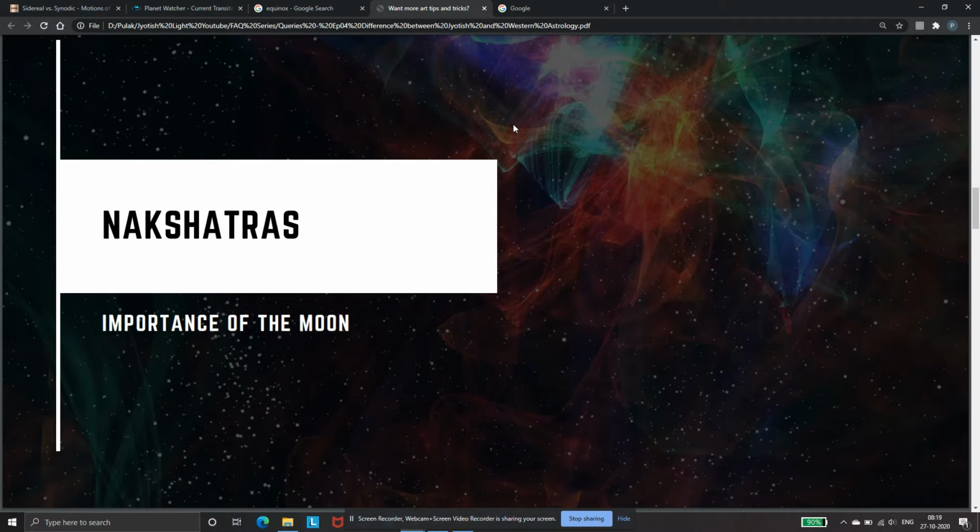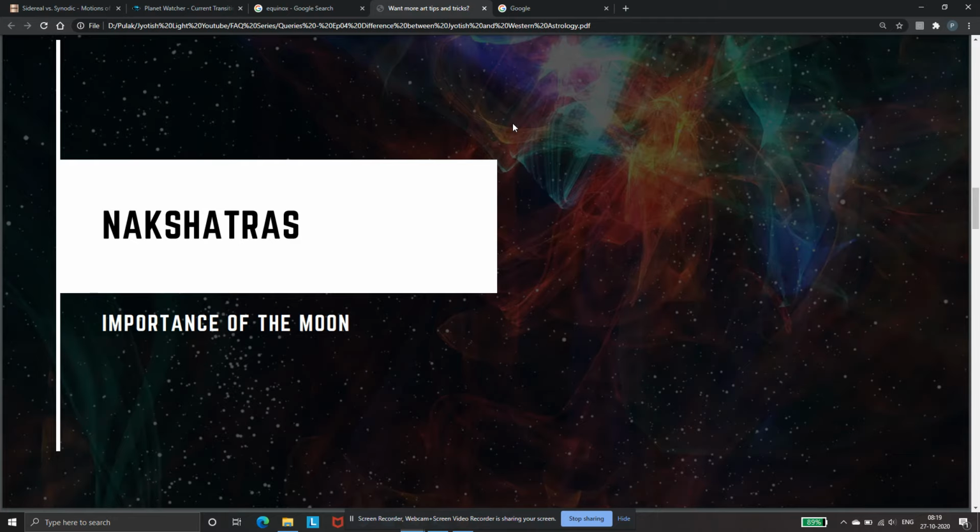Now, why are nakshatras important? Some people say that nakshatras actually predate even the zodiac segmentation of the sky, at least in the Vedic system. And more importantly, the moon is seen as very important in the Jyotish system to determine the overall conditioning of the person in terms of his or her mental state of being.